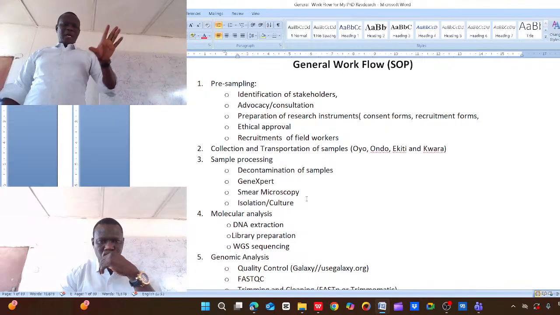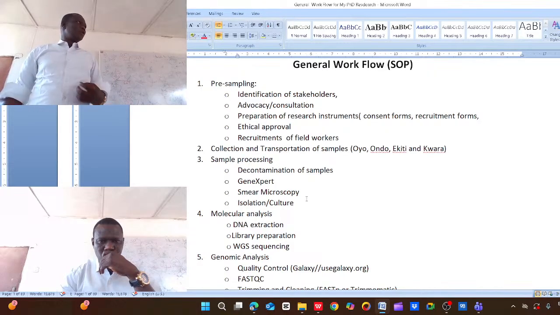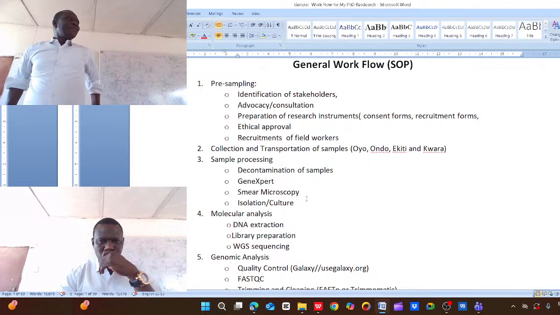After pre-sampling, followed by collection and transportation of samples, followed by sample processing, the next stage is going to be molecular analysis. And in molecular analysis, we always start with DNA extraction.